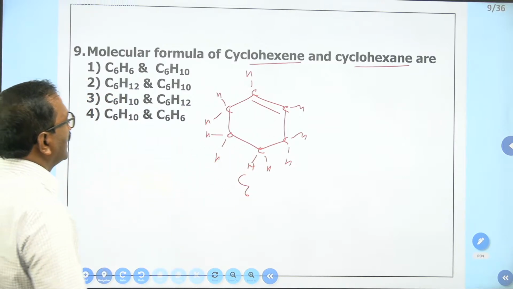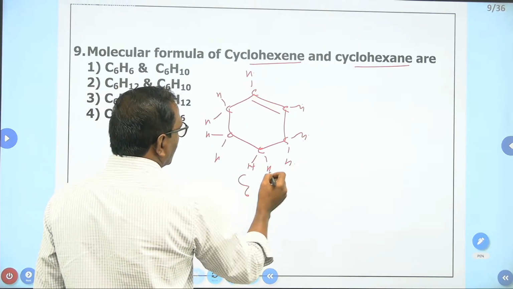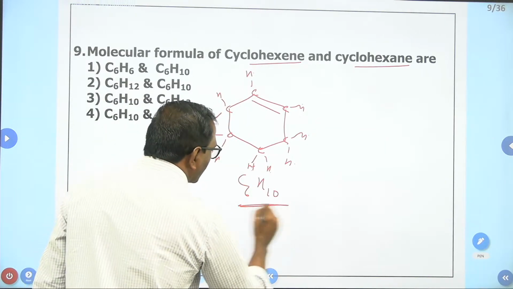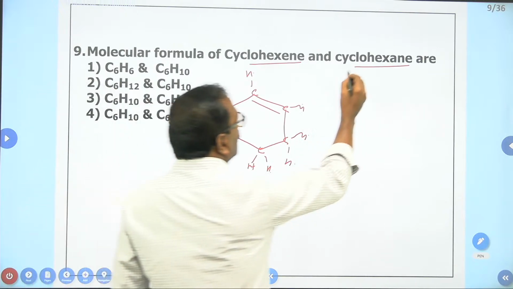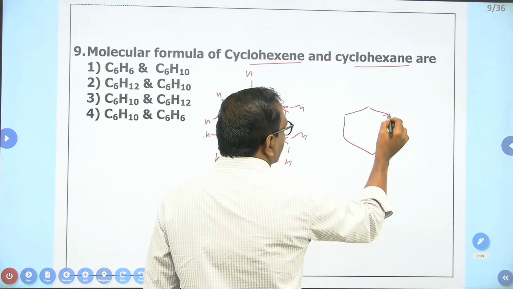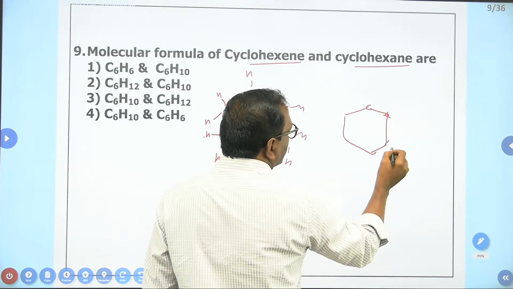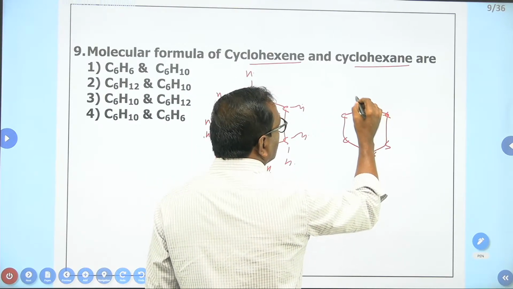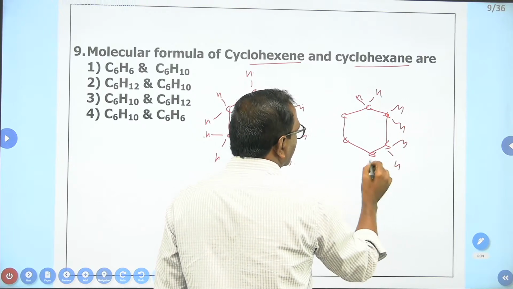Then how many hydrogen atoms are there? Check it now. 1, 2, 3, 4, 5, 6, 7, 8, 9, 10. Like this, you should know the cyclohexane structure here. Hexane with a ring structure is called cyclohexane. At every corner of the cyclohexane, carbon atoms are there. 1, 2 on either side of the carbon atom, the remaining 2 bonds are satisfied with 2 hydrogen atoms, like this. Correct?